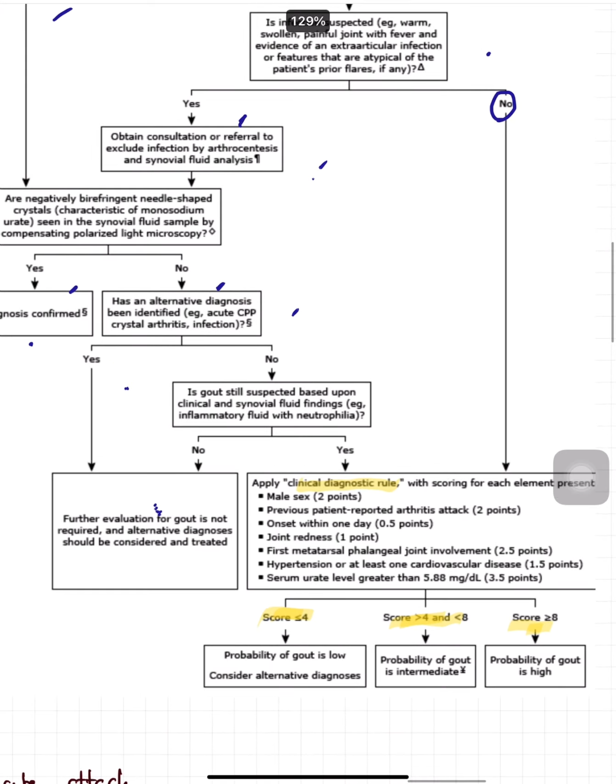So although the pivotal investigation is joint aspiration, if we do not expect septic arthritis according to the clinical findings, we can proceed with the clinical diagnostic rule. Although it is not the gold standard, we can use this rule.